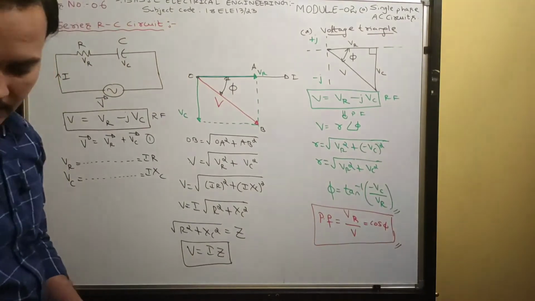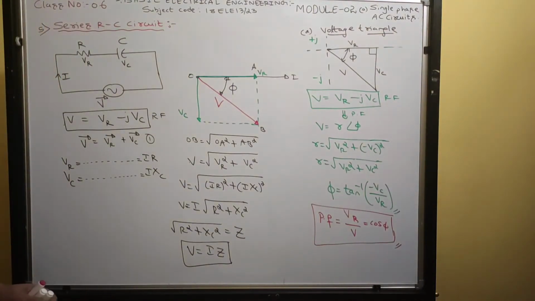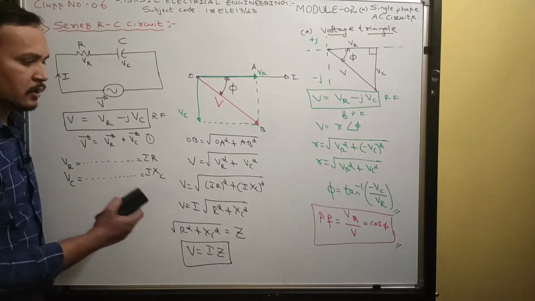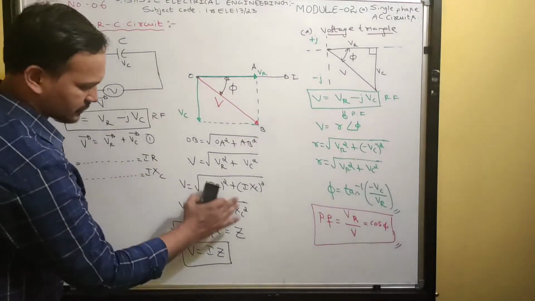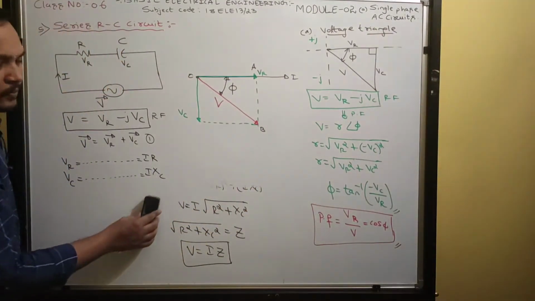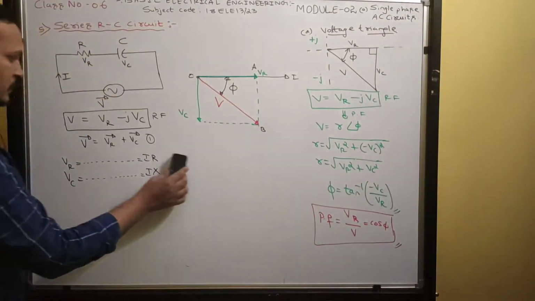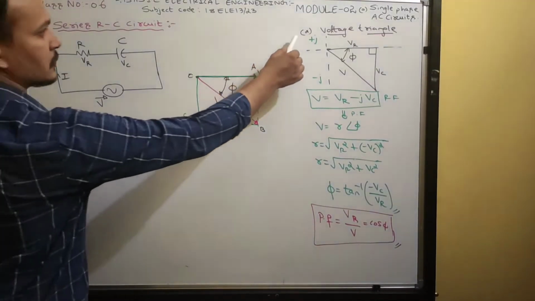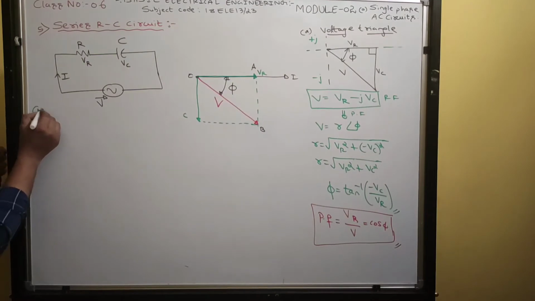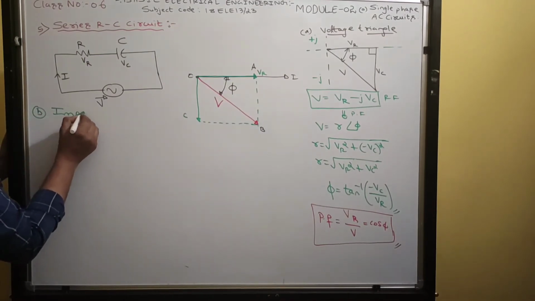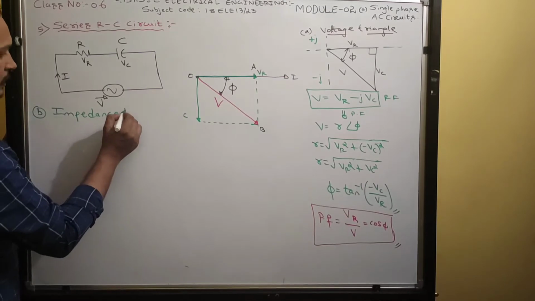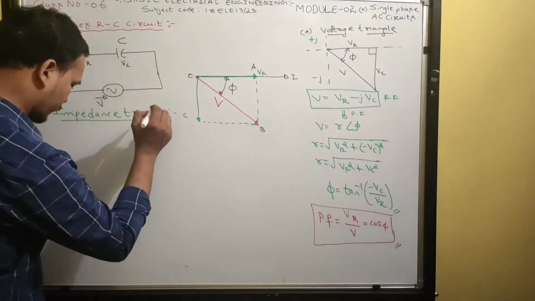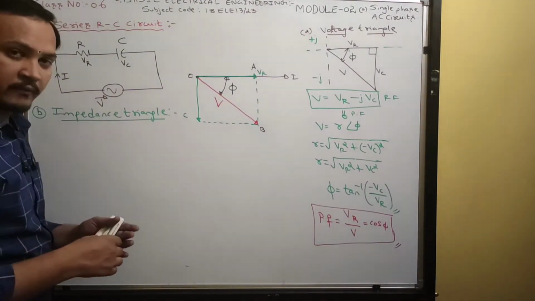Okay, fine. Next, impedance triangle. Guys, pause the video and then copy down. Okay, I am going to erase this part. Please pause the video and then copy down. So first, voltage triangle is done. Next, the second one is impedance triangle. Guys, you must know all these technical terms. It is very much required and you can easily solve problems in a confident way.